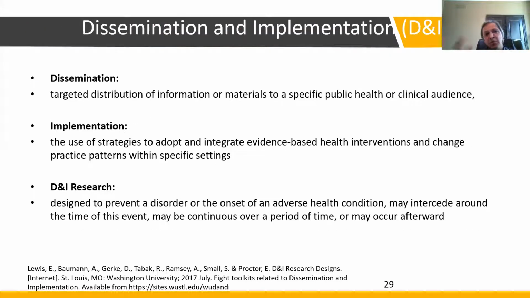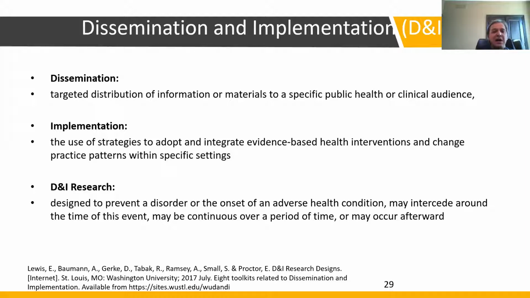So going back a little bit to what dissemination and implementation are, there are many, many papers on that, but I found those easier to digest in simplified summaries. Dissemination: targeted distribution of information and materials to a public health or clinical audience. Implementation: the use of what I call effective strategy to adopt and integrate evidence-based intervention and change practice patterns within specific settings. So it talks about the integration, it talks about intervention, it talks about practice, and it talks about setting, in addition to the efficacy or effectiveness of the intervention.